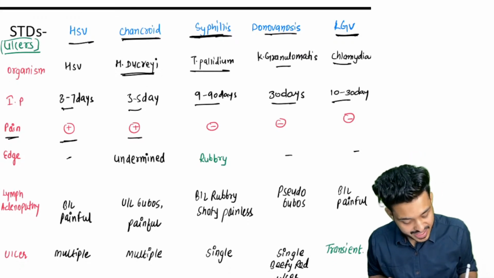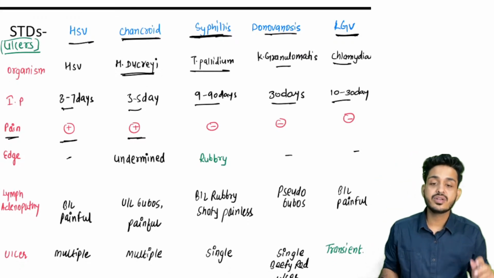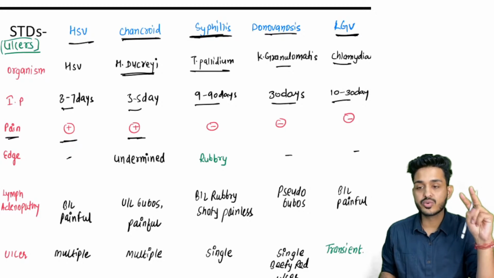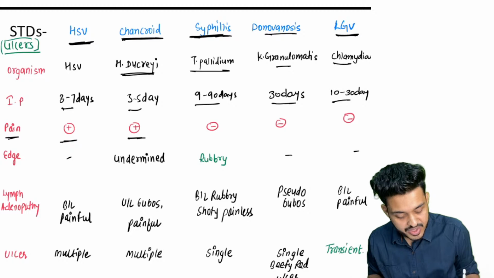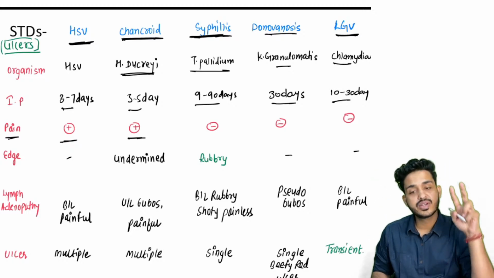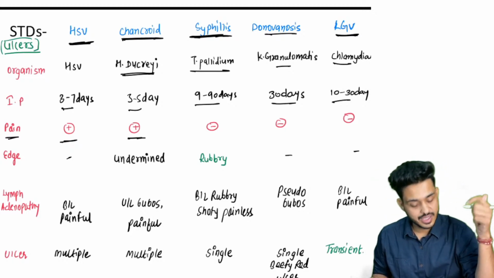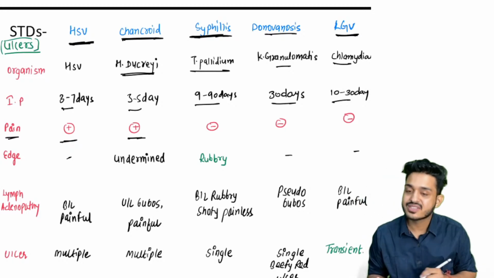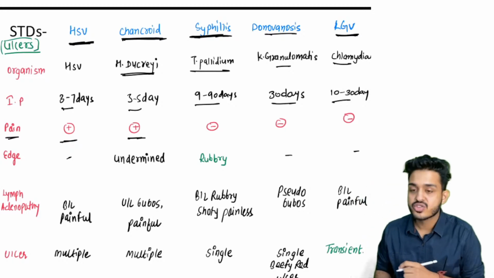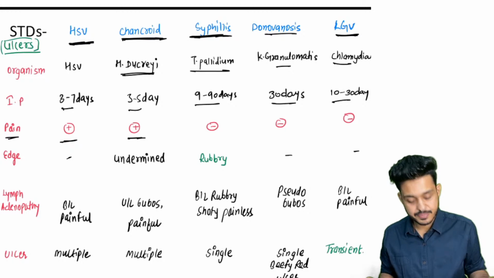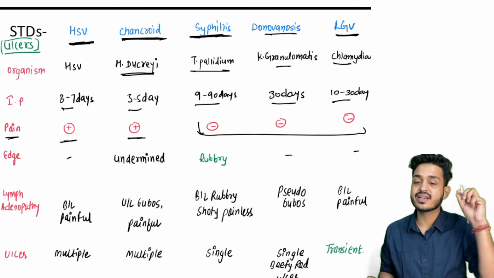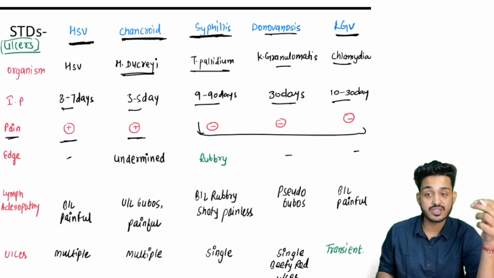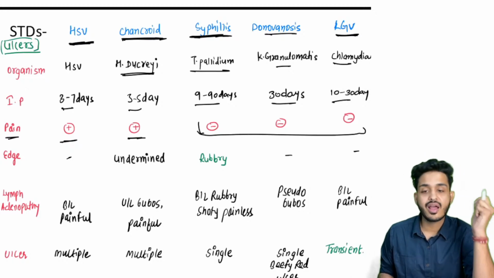If the patient is having pain, it can be two things: either an HSV infection, or chancroid. Painful will be only two things, either herpes simplex virus or chancroid. But if it is painless, it can be three things. It can be syphilis, it can be donovanosis, it can be LGV.